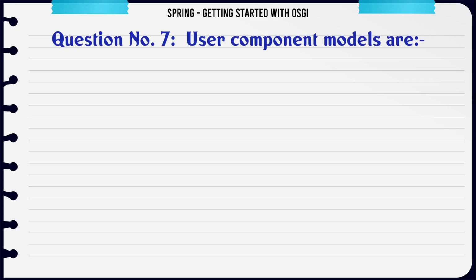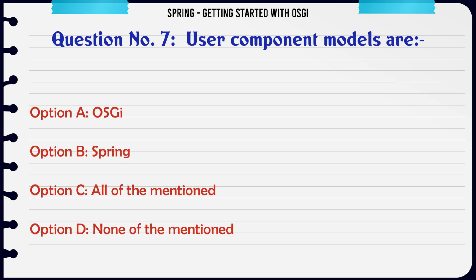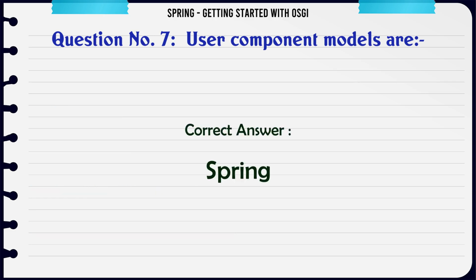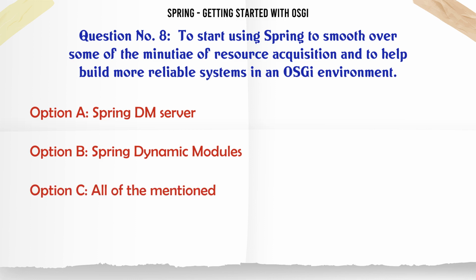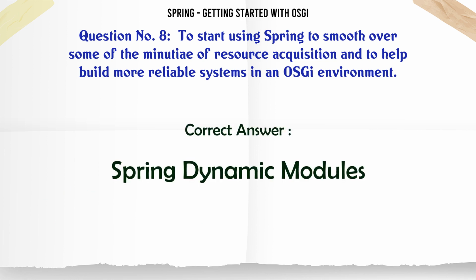User component models are: A. OSGi, B. Spring, C. All of the mentioned, D. None of the mentioned. The correct answer is Spring. To start using Spring to smooth over some of the minutiae of resource acquisition and to help build more reliable systems in an OSGi environment: A. Spring DM Server, B. Spring Dynamic Modules, C. All of the mentioned, D. None of the mentioned. The correct answer is Spring Dynamic Modules.